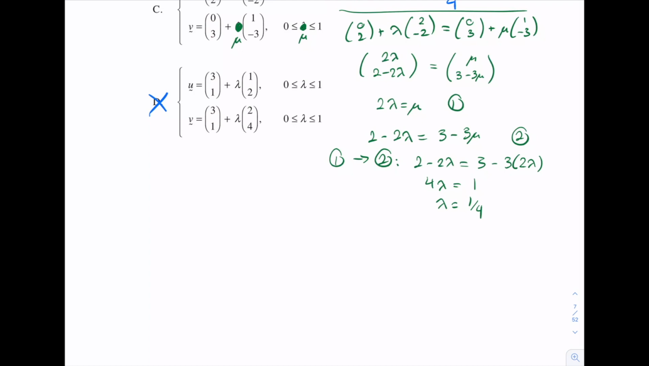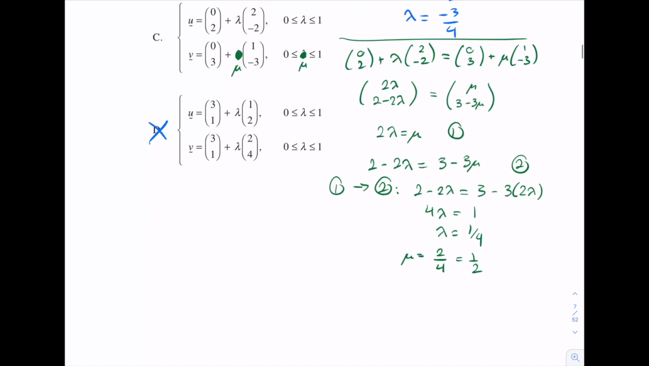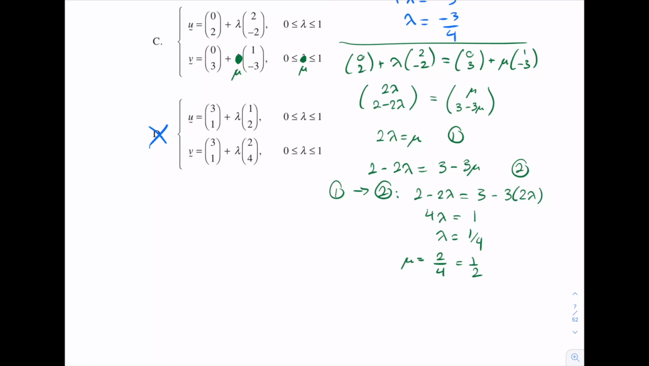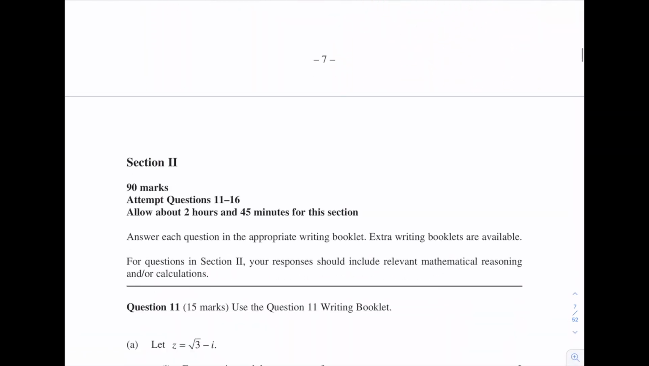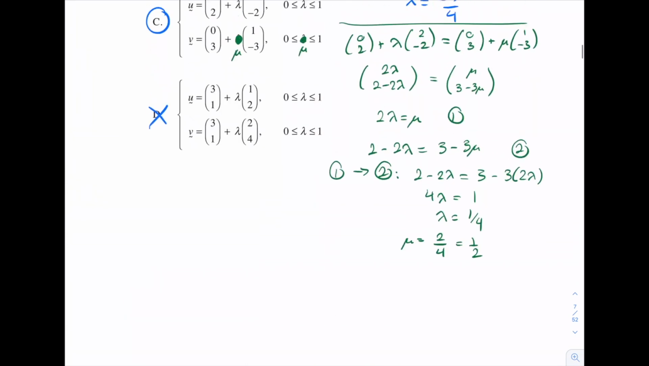Let's also check that mu does as well. Well, mu is 2 times lambda, so mu is going to be 2 quarters, which is half. And of course, that also matches here for mu. So our answer is going to be C, and that is, I think, the multiple choice. Yep. Then we start on with the short answers.